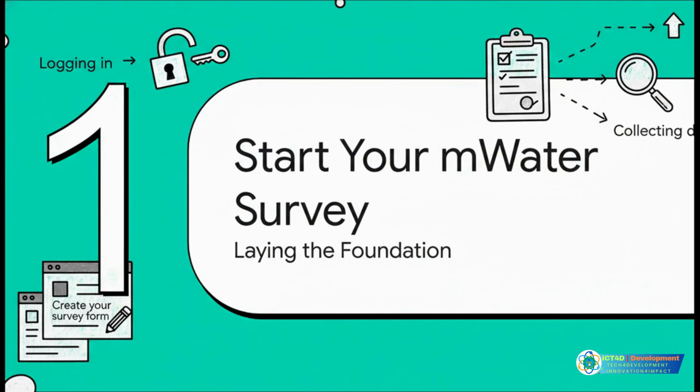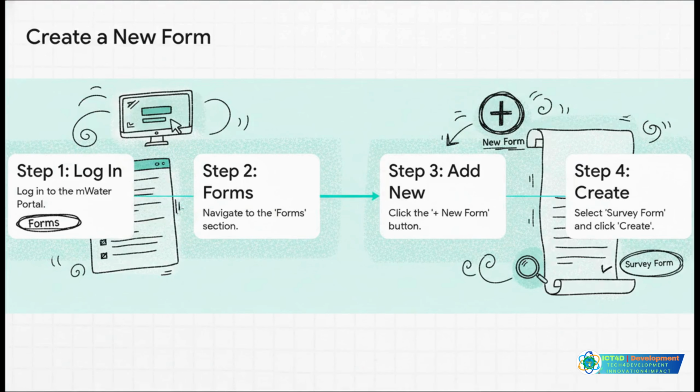Without creating the survey form to begin with, none of that is possible. So let's get you logged in and ready to build. Getting started is actually super straightforward. It's just 4 quick steps. You log in, you find forms over on the left-hand side, click that big plus new form button, and then just select survey form. And boom, just like that, you're looking at a fresh blank canvas.